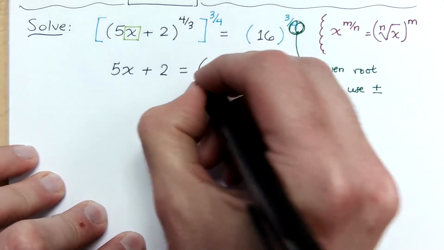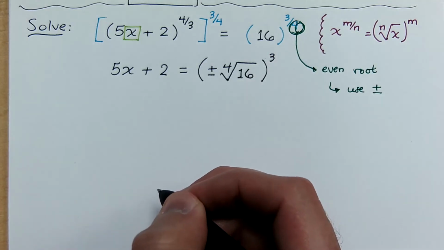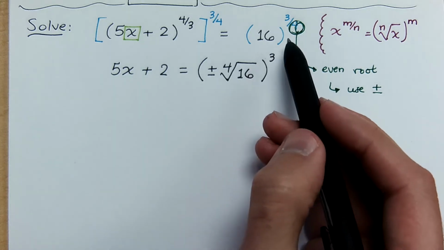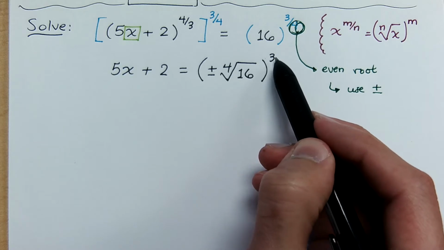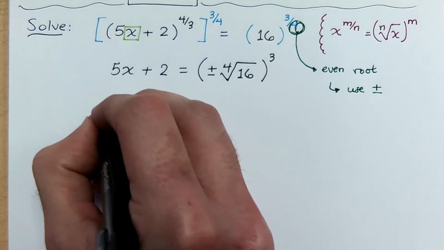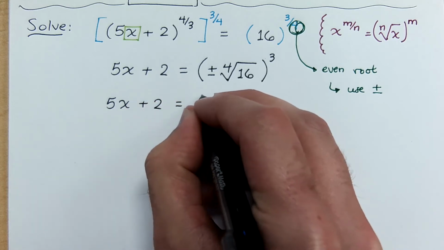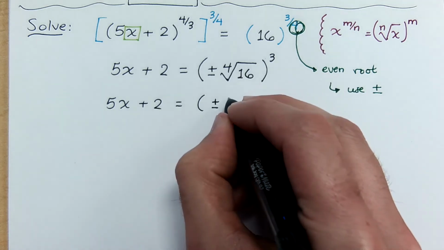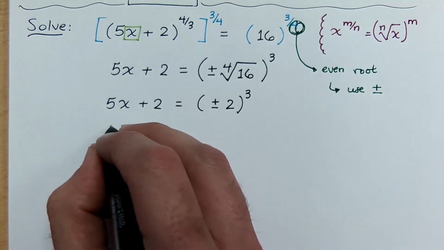And then this gets raised to that numerator, which is 3. So you raise all that to the 3rd power. I know it looks confusing. Just remember, the denominator becomes your index, and the numerator is your power. So step by step, let's finish this guy. So 5x plus 2 is equal to plus or minus, what is the 4th root of 16? That's just 2 raised to the 3rd power, and so now we cube that guy.